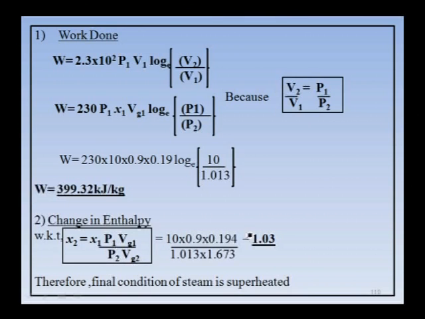Substitute all the values, you have all the values, and you will get x2. Observe, the value is 1.03: the dryness fraction of steam after the process is 1.03. It is more than 1. Therefore, the final condition of steam is superheated. Initially it is wet, now the final condition is superheated. For all final conditions, you must use superheated formulas only.